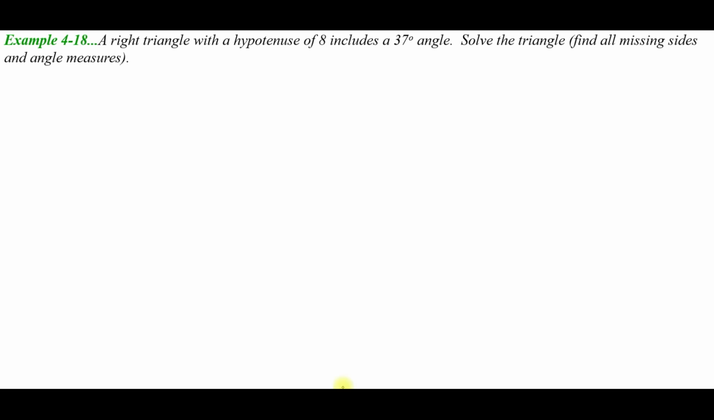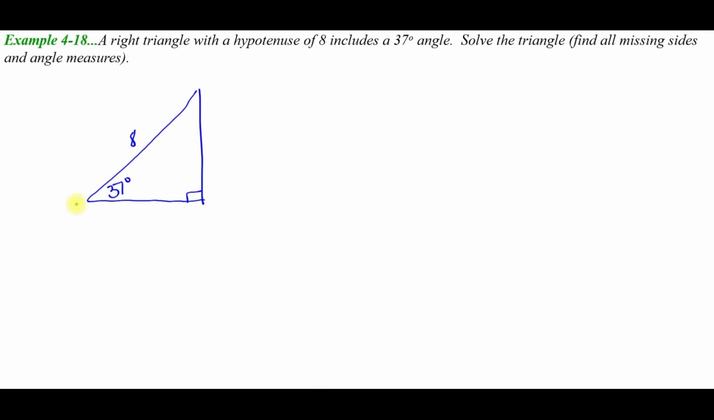All right, so this problem tells us that we have a right triangle with a hypotenuse of 8. So I'm just going to kind of sketch out that picture. Right triangle, hypotenuse is 8, and includes a 37-degree angle. So we know it can't be the right angle. The 37-degree angle can be either of the other two. It does not matter. Just put that 37 degrees in there. Solve the triangle, which means find all missing sides and all missing angles.